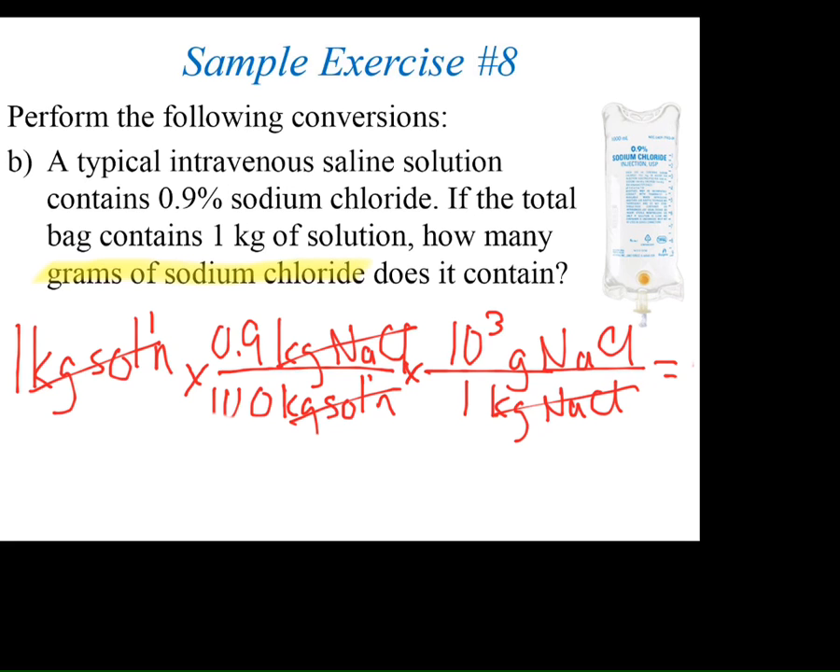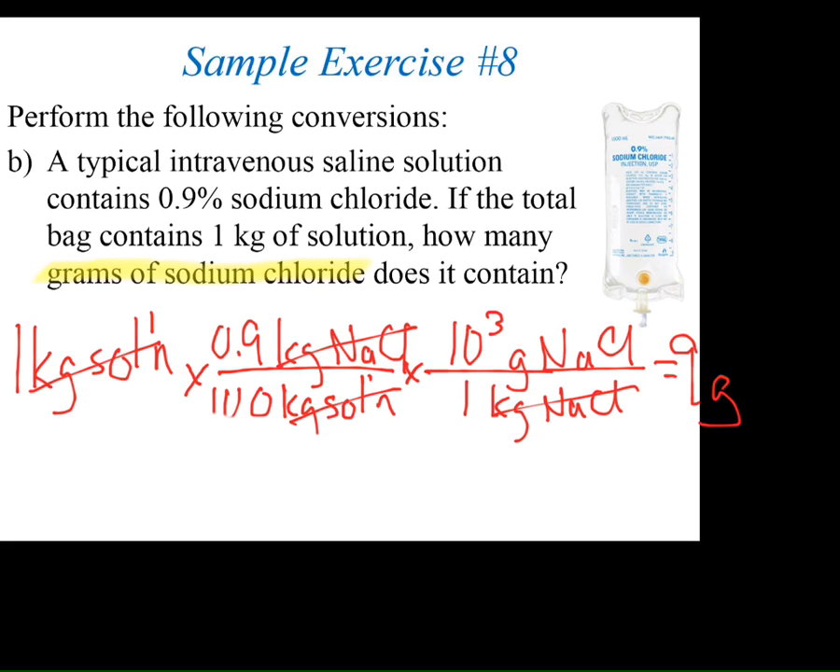Okay, so punch that in your calculator. You're going to take 1 times 0.9 divided by 100 times exponent 3. I'll say that again. 1 times 0.9 divided by 100 times exponent 3. I got 9. What'd you get? Okay, perfect. 9 grams.